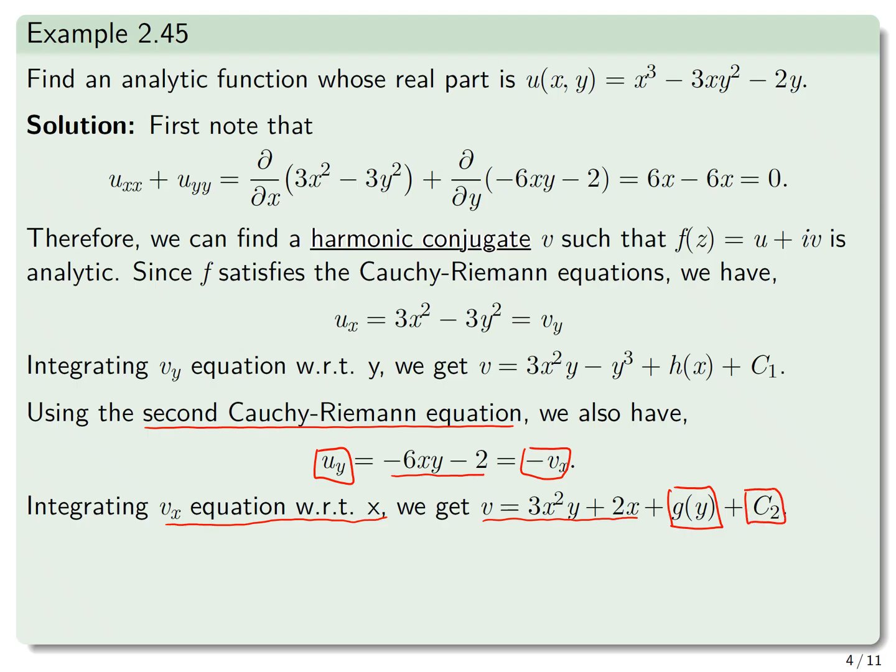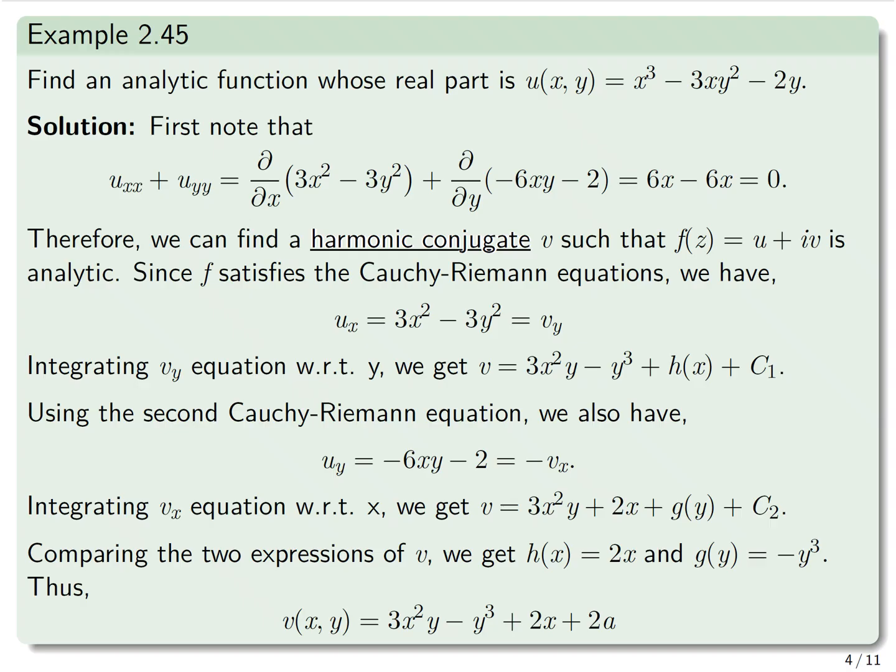Now you can see that you have two different expressions for the same function, so they should be the same. That means you can easily find h(x) and g(y) from this. You can see that h(x) should be 2x here, and the g(y) should be negative y cubed. So you get h(x) equal to 2x, g(y) equal to negative y cubed.